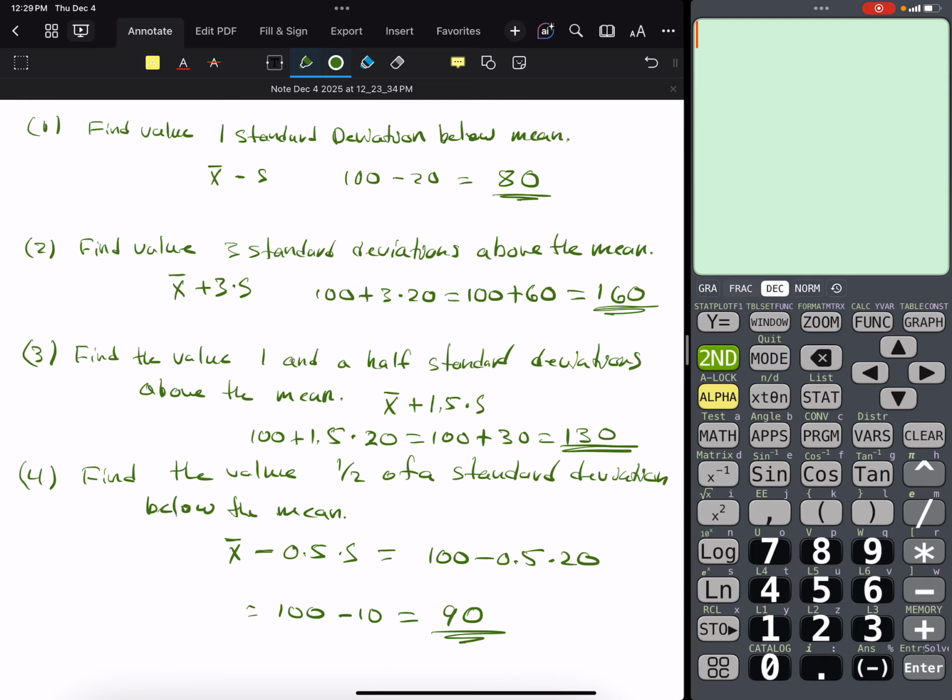I hope that helps with just a general adding or subtracting a certain number of standard deviations above or below our mean value.